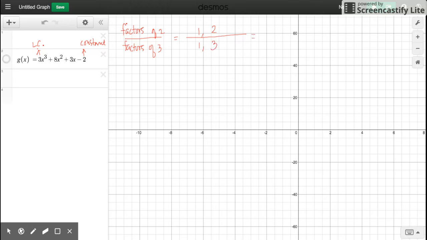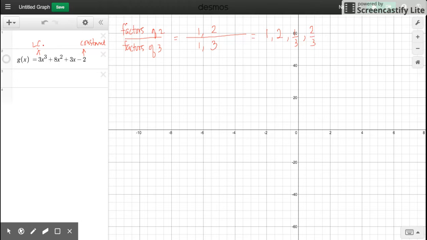So now we'll write the factors. The ratio 1 over 1 is 1, 2 over 1 is 2. Now we do 1 over 3. And that's all the combinations we can find. Again, 1 over 1, 2 over 1, 1 over 3. Oh, there's another one. 2 over 3.